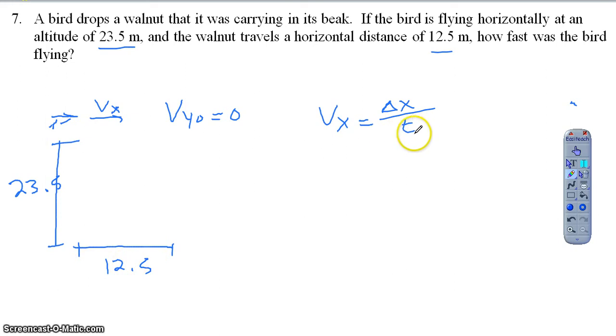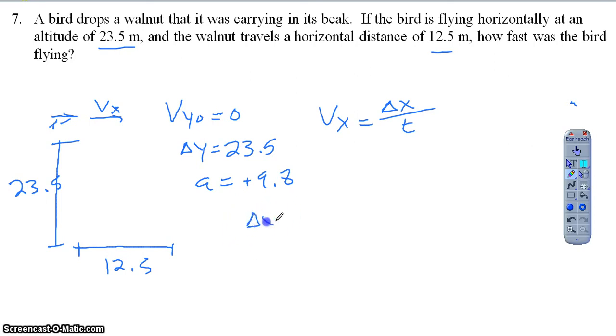Well, I can use vertical kinematics to find t. I know my initial vertical velocity is 0. I know the height, my delta y if you prefer to think of it that way, is 23.5, and I always know my acceleration is negative 9.8, or in this case, because I'm dropping it, I can just define that to be positive 9.8. So I do know that velocity, I do know that initial height, and I need the time. Now it's just a matter of using kinematics.